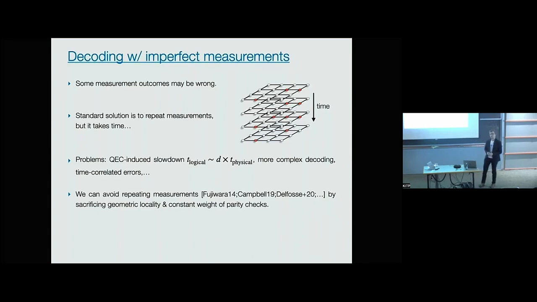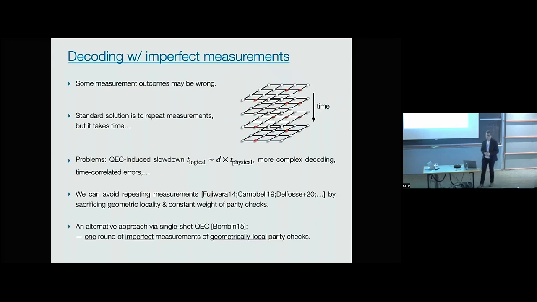Well, recently there have been quite a few works telling us how one can avoid repeating measurements. But if those results are applied to the 2D toric code, then we will have to sacrifice the geometric locality of the toric code and the constant weight of the parity checks that we measure. And this is not something that we want to sacrifice. So is there a different way out?